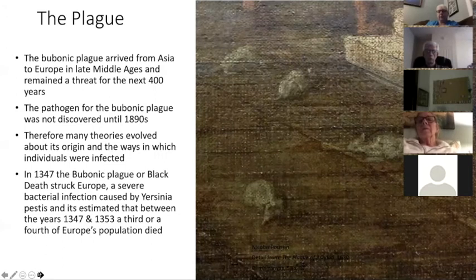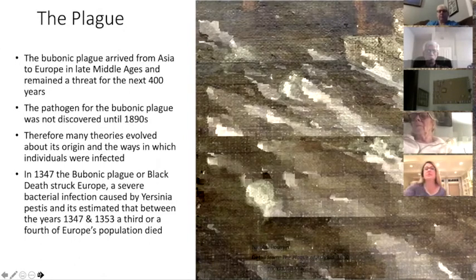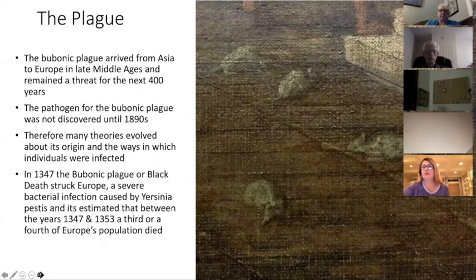The frustrating thing, of course, dating back to the Middle Ages, is that they didn't have the scientific information. We know today that it arrived from Asia via the ports, and it basically went along for 400 years. The pathogen wasn't discovered until the 1890s. There were just a rapid number of theories as to why the plague was so rapid. And in 1347, the bubonic plague or Black Death struck Europe.